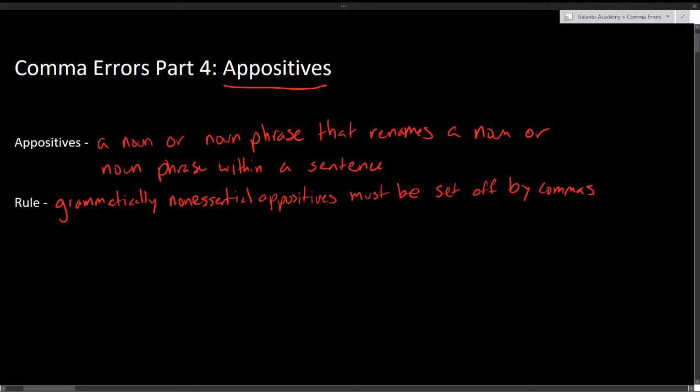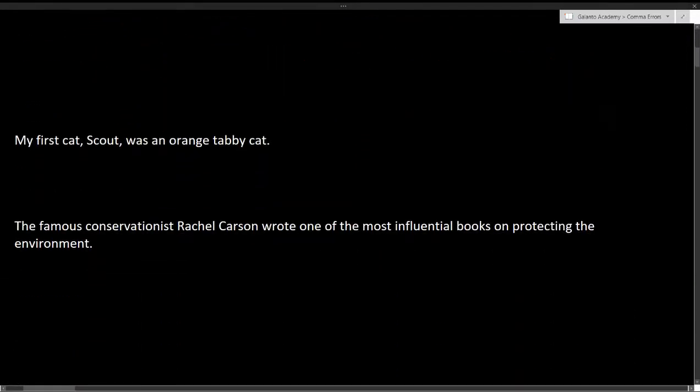So what does it mean for something to be grammatically non-essential? It's important to remember that grammatically non-essential just means within the context of grammar. It's not about whether or not it's important to you. So this sentence right here is going to show an appositive that's grammatically non-essential. My first cat, Scout, was an orange tabby cat. We have commas here to show that this is an appositive that really isn't necessary. If we took out Scout, we'd still have a full independent clause. My first cat was an orange tabby cat.